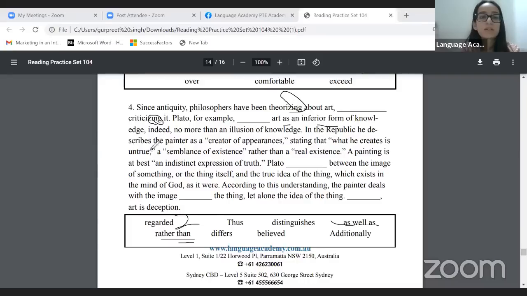In the Republic, he describes the painter as a creator of appearances, stating that what he creates is untrue. Again, negative. A semblance of existence rather than a real existence. So we again understand that he is kind of criticizing art, that it is not real, it is not true. A painting is at best an indistinct expression of truth. Plato dashed between the image of something or the thing itself and the true idea of the thing which exists in the mind of God, as it were.